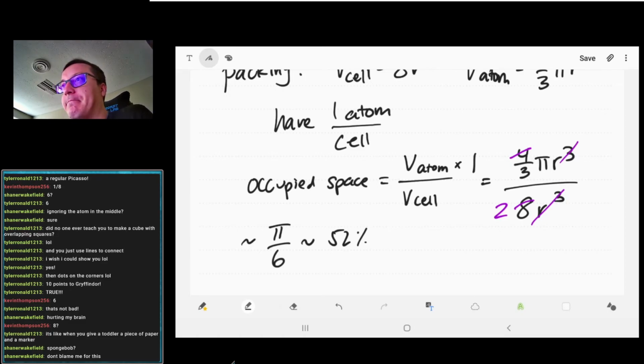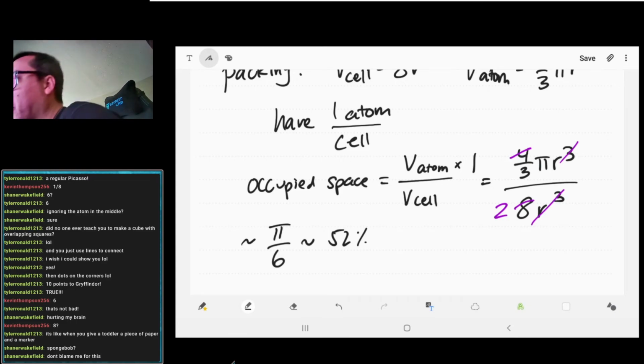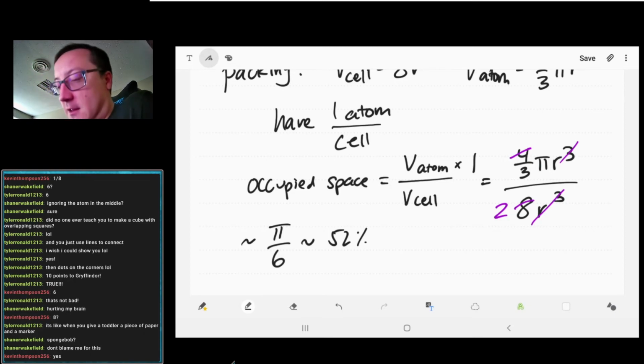Hooray. Does that make sense how we did that? We're going to do it for the others, where the geometry actually gets more fun. Simple cubic is boring, right? Nobody likes to do that.